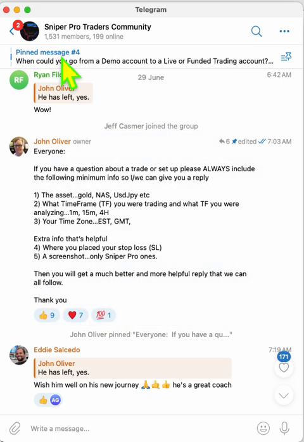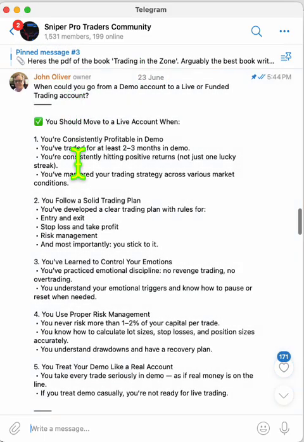Okay, go to number 4. When could you go from a demo account to a live account? We have a whole quiz in here. When you click on that, it will take you to this and give you a quiz on when you can go from a demo account to a live account.